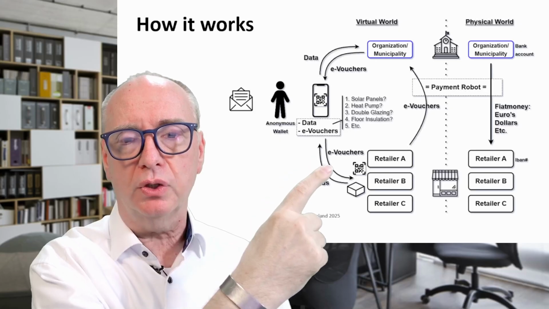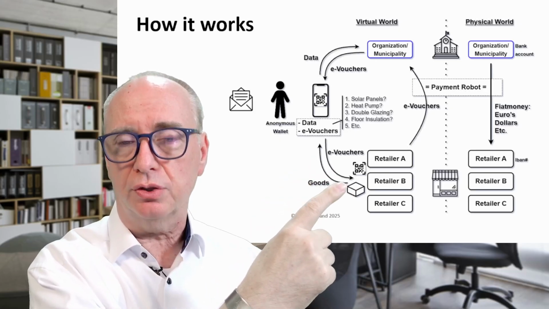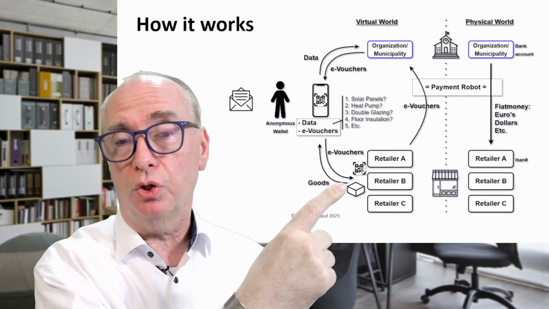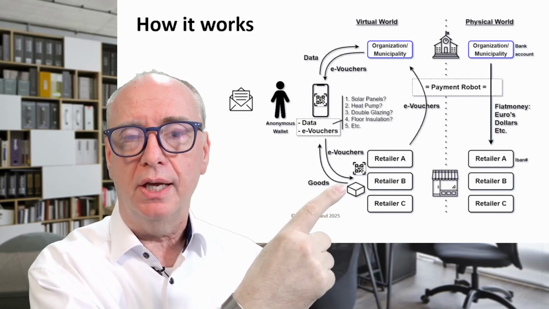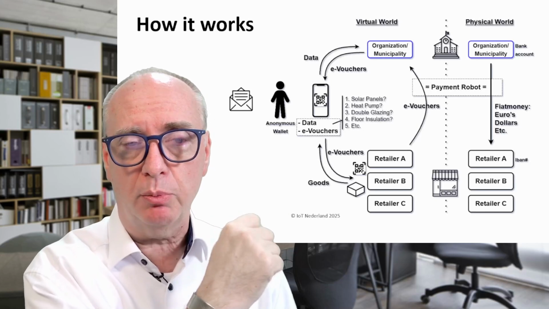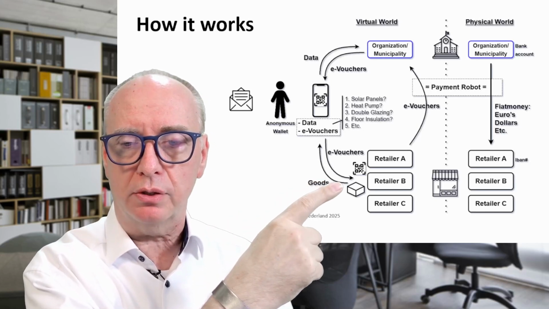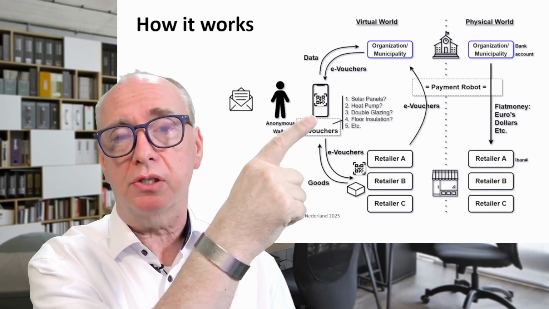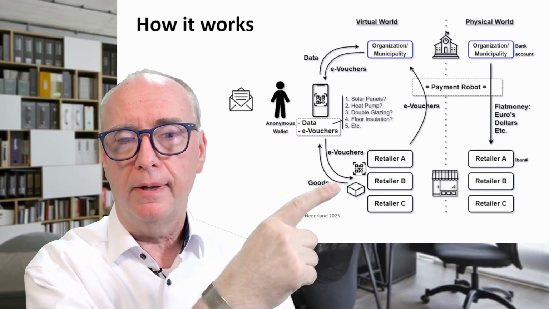With their phone, they go to vendors, suppliers, retailers, and buy the goods, the products, the services intended by the issuer. In the case of the MultiKnip, it was energy-saving measures. They take the products home and install them to lower their energy bill.